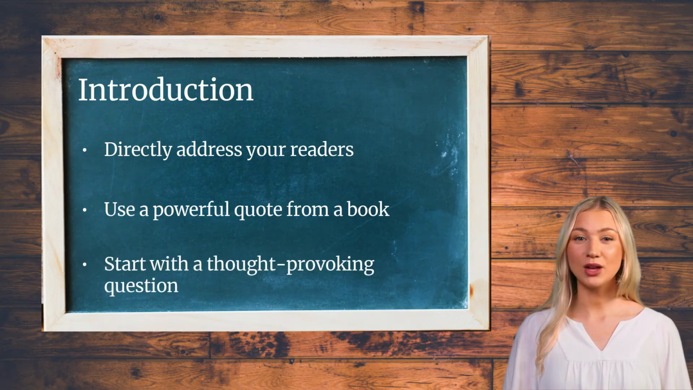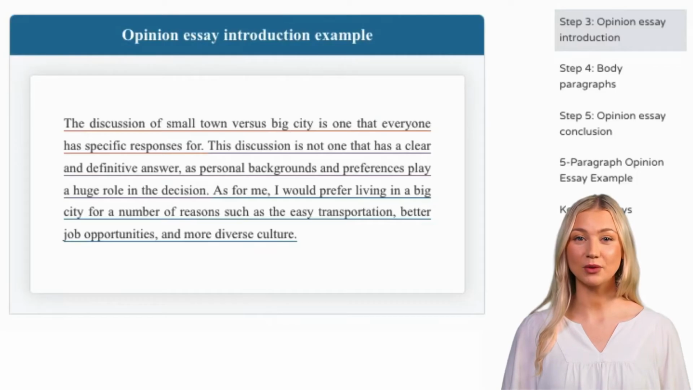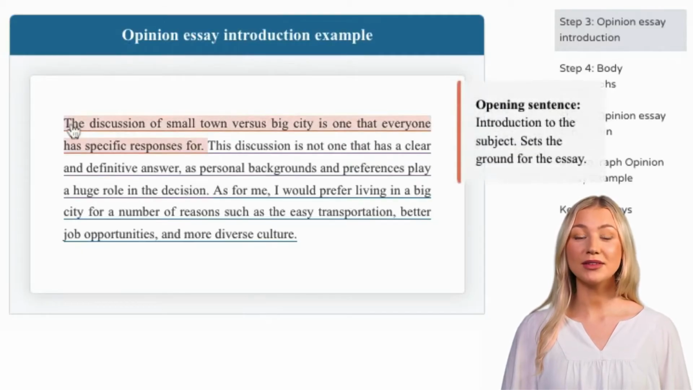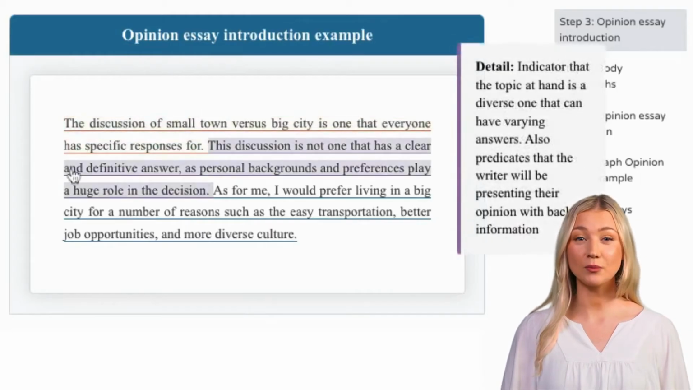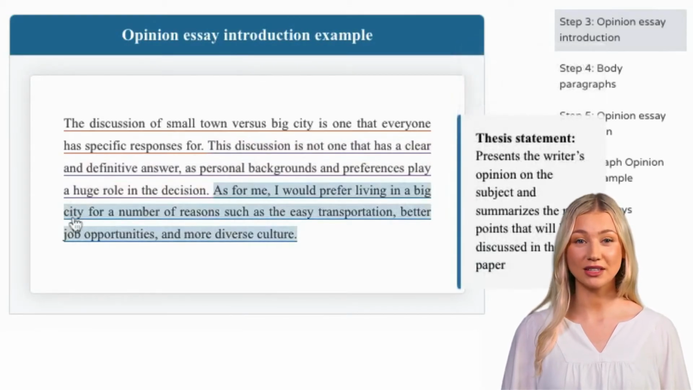But how does it look as a paragraph? Take a look at this example. It starts with an opening sentence that sets the ground for the subject. The second sentence is where the author gives more detail and indicates they will be presenting their ideas. In the last sentence, the writer emphasizes their main argument, which is their thesis statement. Now we are all done with the introduction.